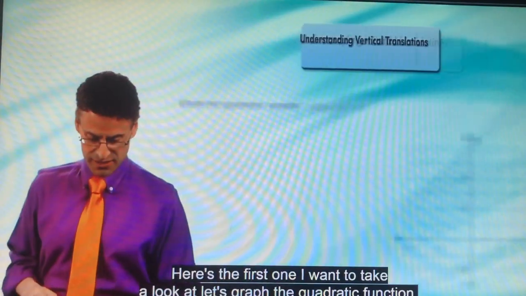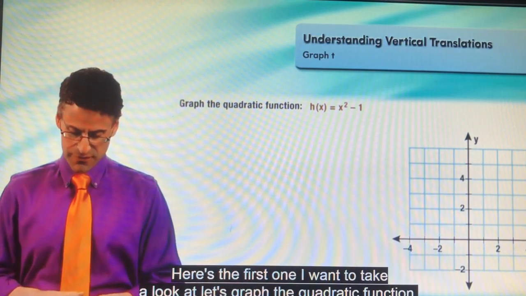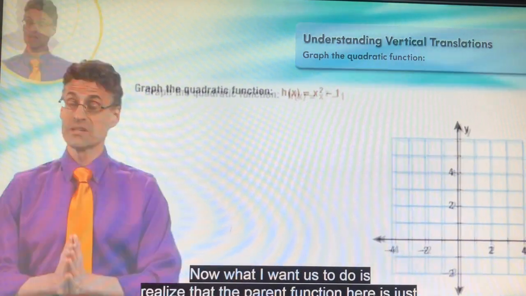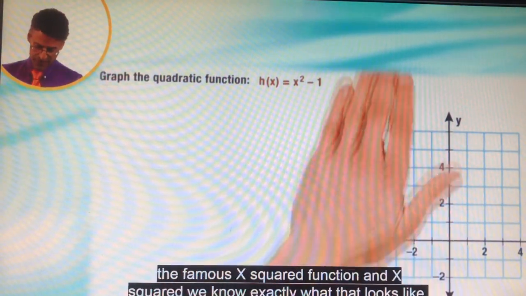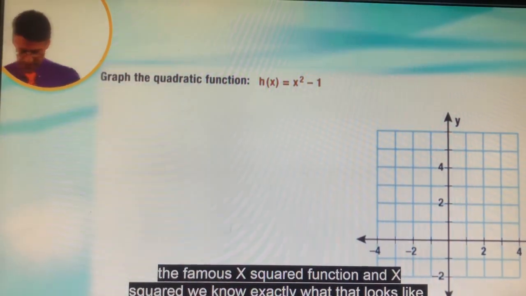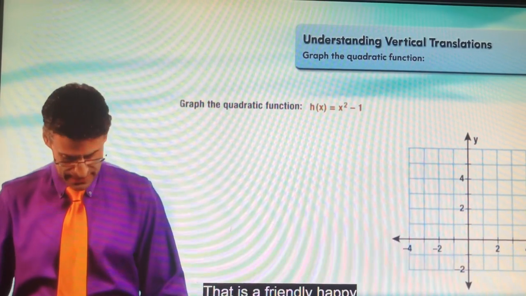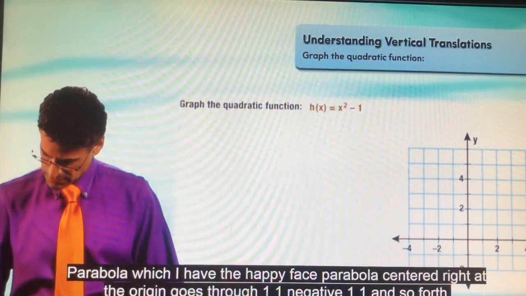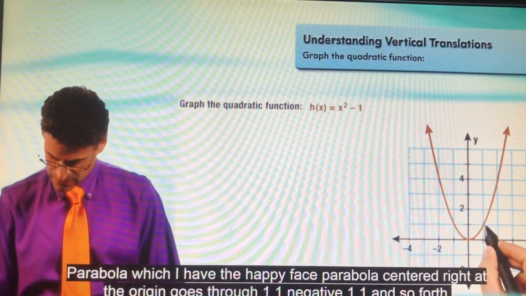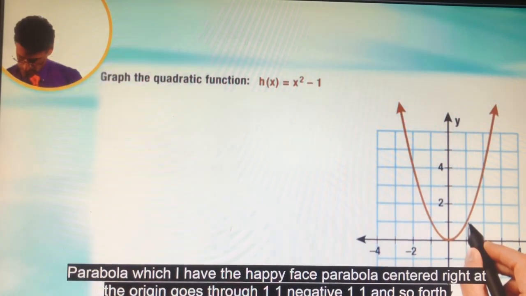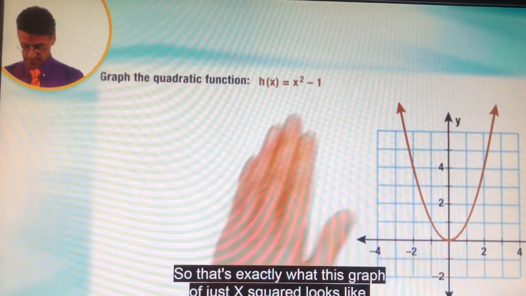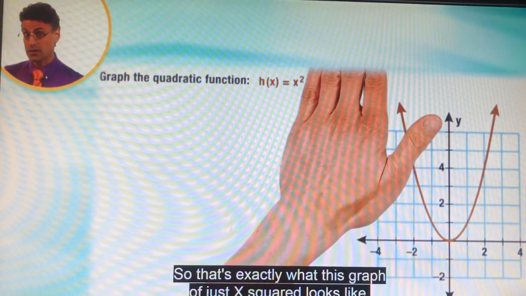Here's the first one I want us to take a look at. Let's graph the quadratic function h of x equals x squared minus 1. Now, what I want us to do is realize that the parent function here is just the famous x squared function. And x squared, we know exactly what that looks like. That is a friendly, happy face parabola, centered right at the origin. Goes through 1, 1, -1, 1, and so forth. So that's exactly what this graph of just x squared looks like.